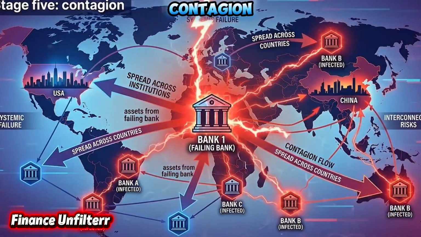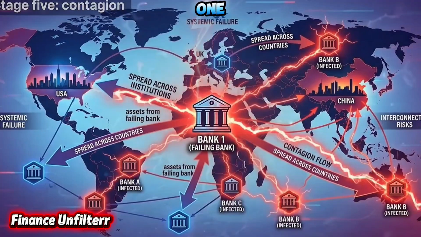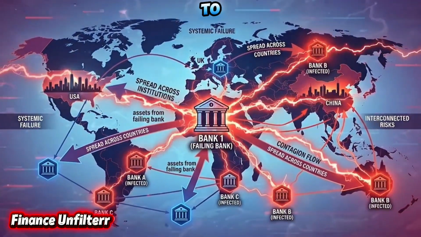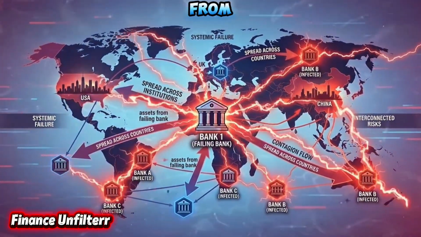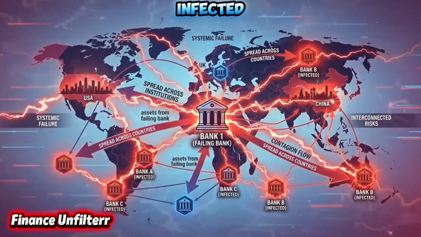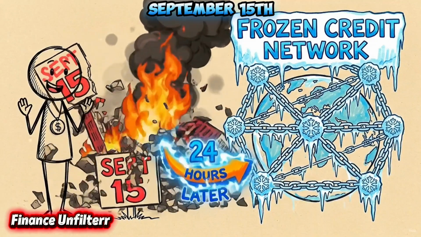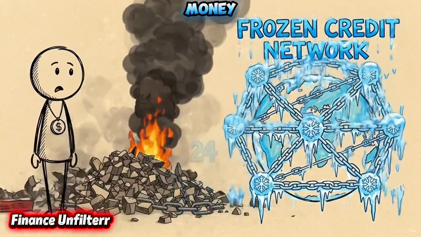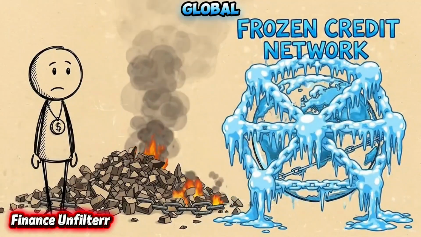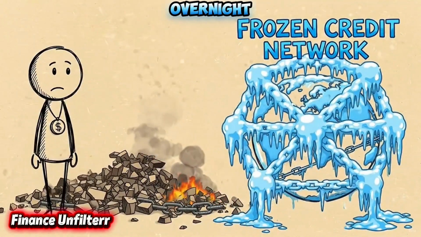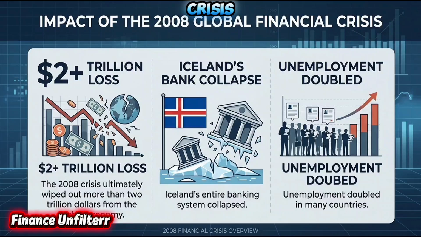Stage 5. Contagion. The crisis spreads from one institution to another, one country to another. When one bank holds assets from another failing bank, it becomes infected too. In 2008, Lehman Brothers collapsed on September 15th. Within 24 hours, money market funds broke the buck. Global credit markets froze almost overnight. The 2008 crisis ultimately wiped out more than $2 trillion from the global economy. Iceland's entire banking system collapsed. Unemployment doubled in many countries.